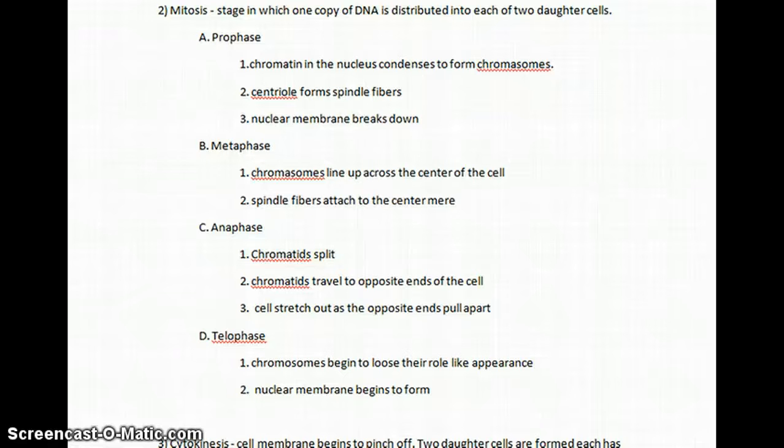The fourth step is telophase. The chromosomes begin to lose their rod-like appearance, and the nuclear membrane begins to form.